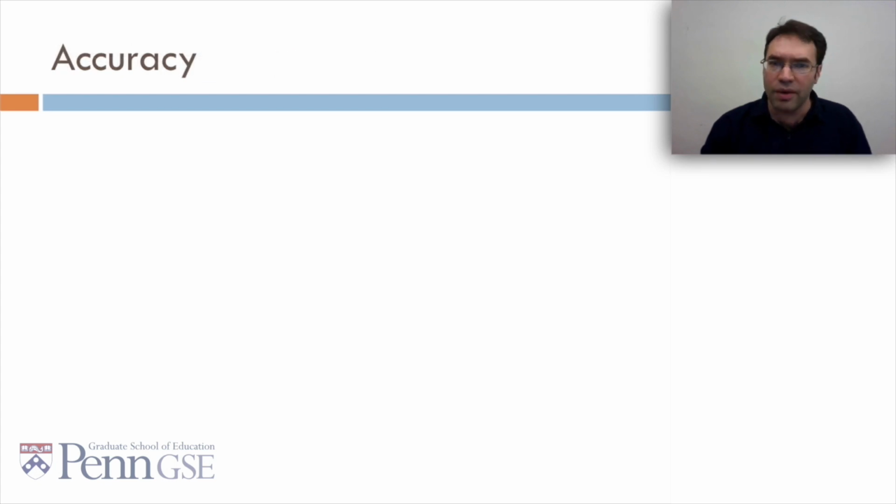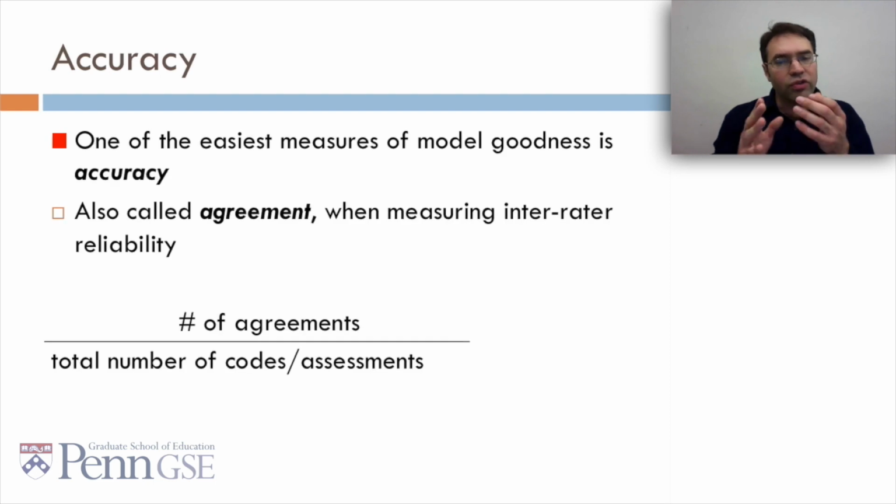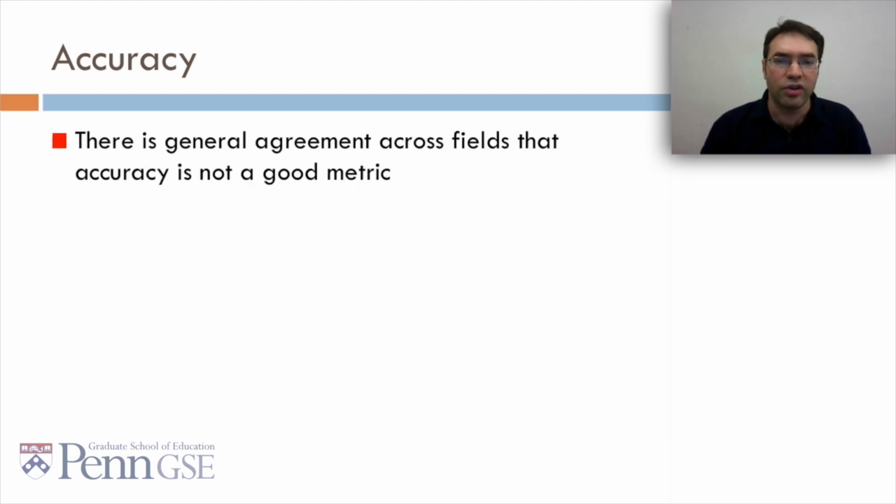Accuracy is the best known, the standard one you'll often see in older work. It's also one of the easiest measures of model goodness, and it's also called agreement when measuring inter-rater reliability. In the inter-rater reliability context, it can be thought of as the number of agreements divided by the total number of codes or assessments. There's general agreement across fields that accuracy is not a good metric.